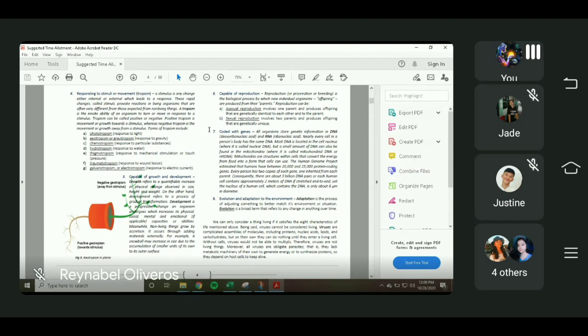Guys, pag sinabi natin chemotropism, it is the ability of an organism to respond to the taste or to any kind of substances. Halimbawa, uminom ka ng juice. Anong lasa ng juice?